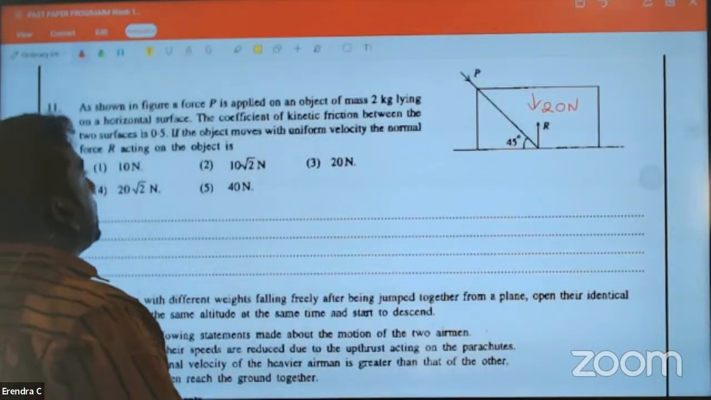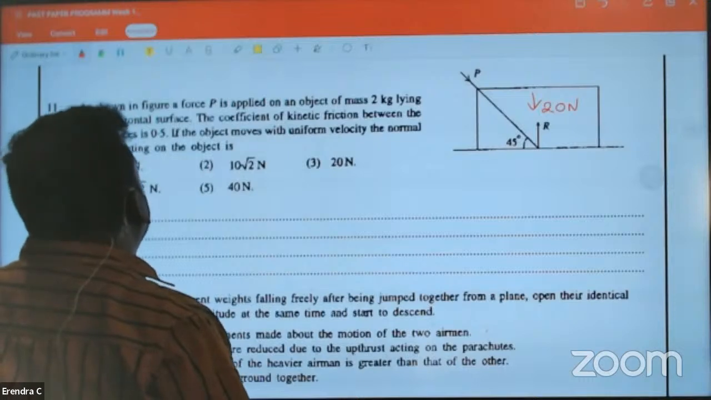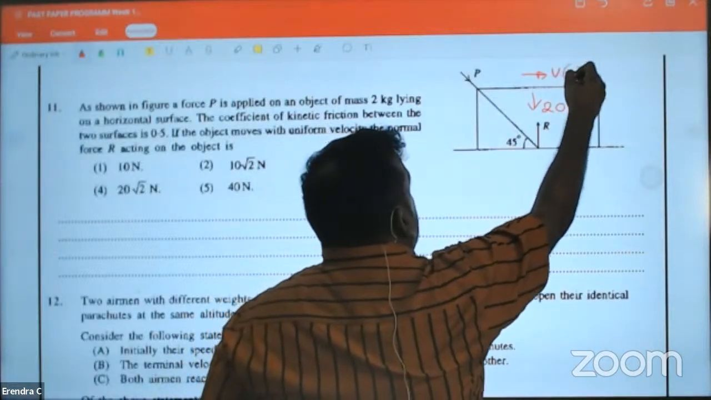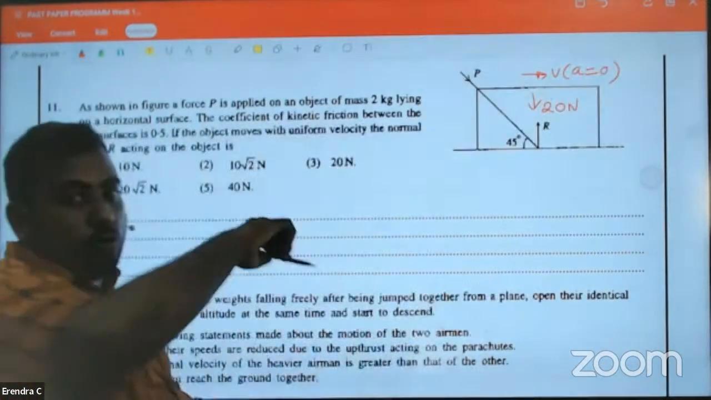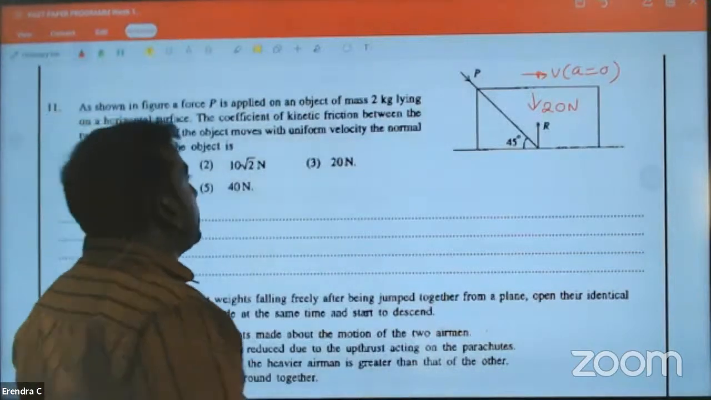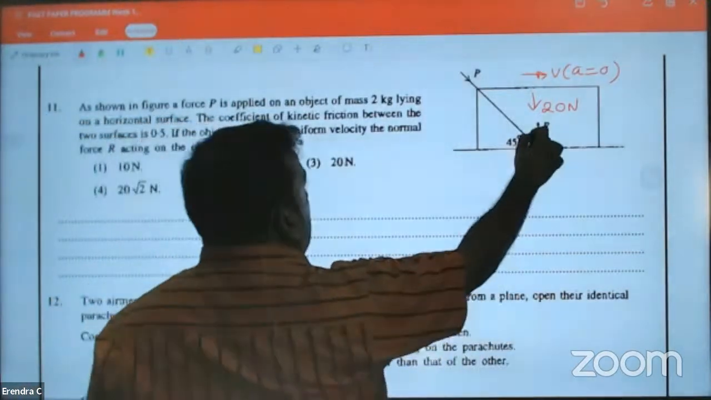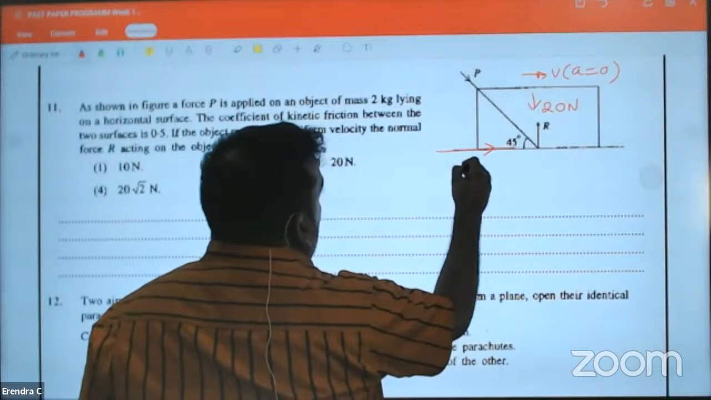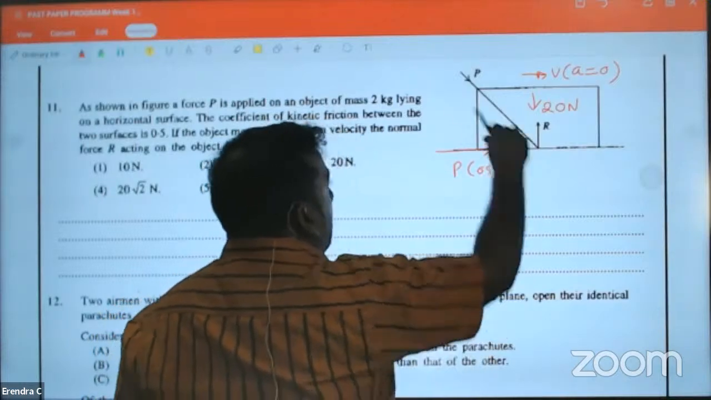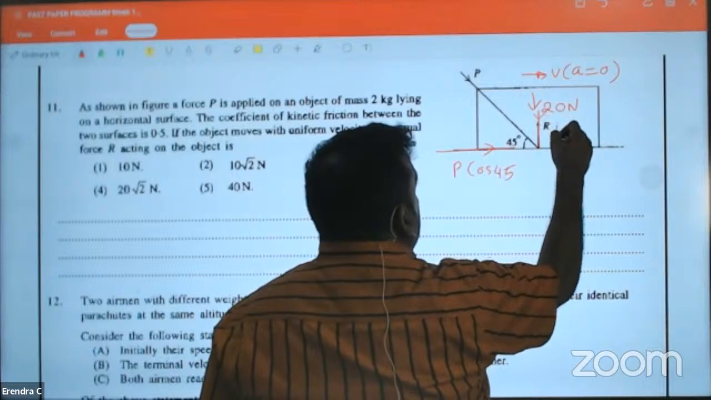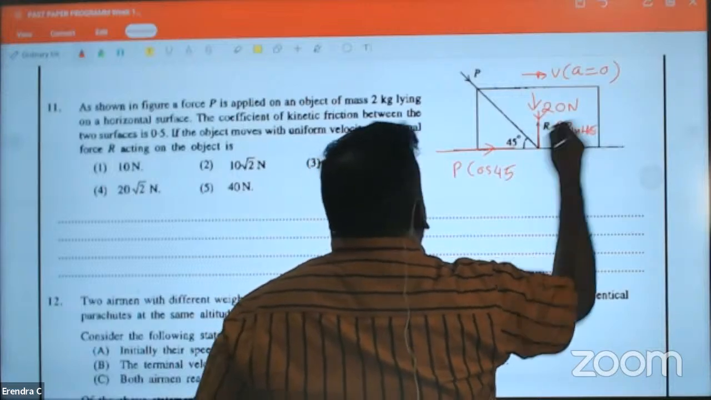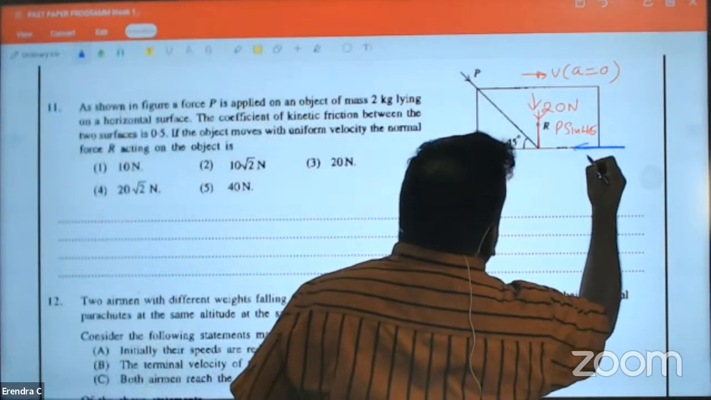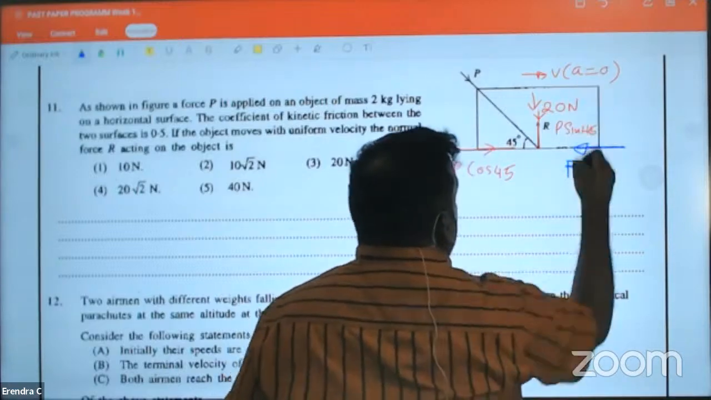20 newtons here. The coefficient of kinetic friction between the surface is 0.5, and the objects move with a uniform velocity. Uniform velocity means acceleration is how much? 0. Acceleration 0. The reaction force acting, be careful now. You can take components: P cos 45 is in the forward direction, and P sin 45 is acting downwards. And don't forget, there is friction acting on this surface, opposing the motion. It's moving, so kinetic friction.